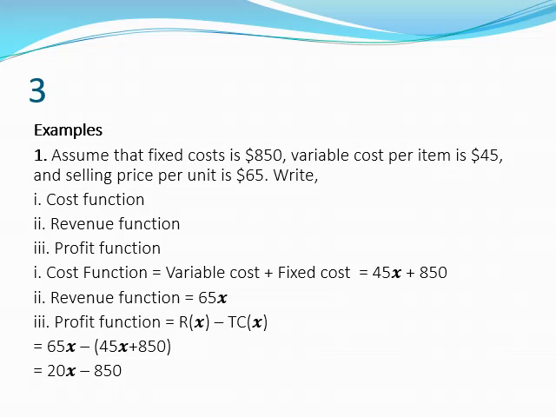Some examples to explain cost, revenue and profit functions. Assume that the fixed cost is $850, the variable cost per item is $45, and the selling price per unit is $65. Write the cost function, revenue function and profit function.